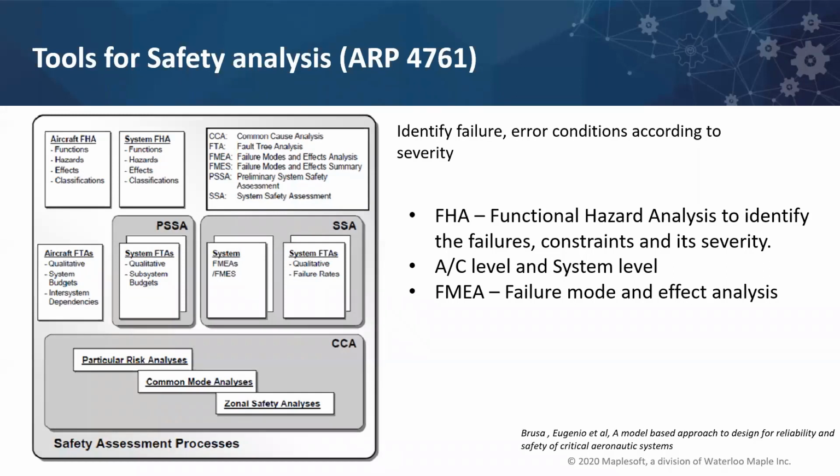Now, again, to set a focus on today's scope, I'm going to focus on functional hazard analysis. We are going to identify failures, identify the constraints of the failure and how severe it is. The functional hazard analysis could be performed on two levels. One is the aircraft level, considering the aircraft as a whole system, and then the system level, like different subsystems of the aircraft. The other tool that we are going to see today is failure mode and effect analysis.